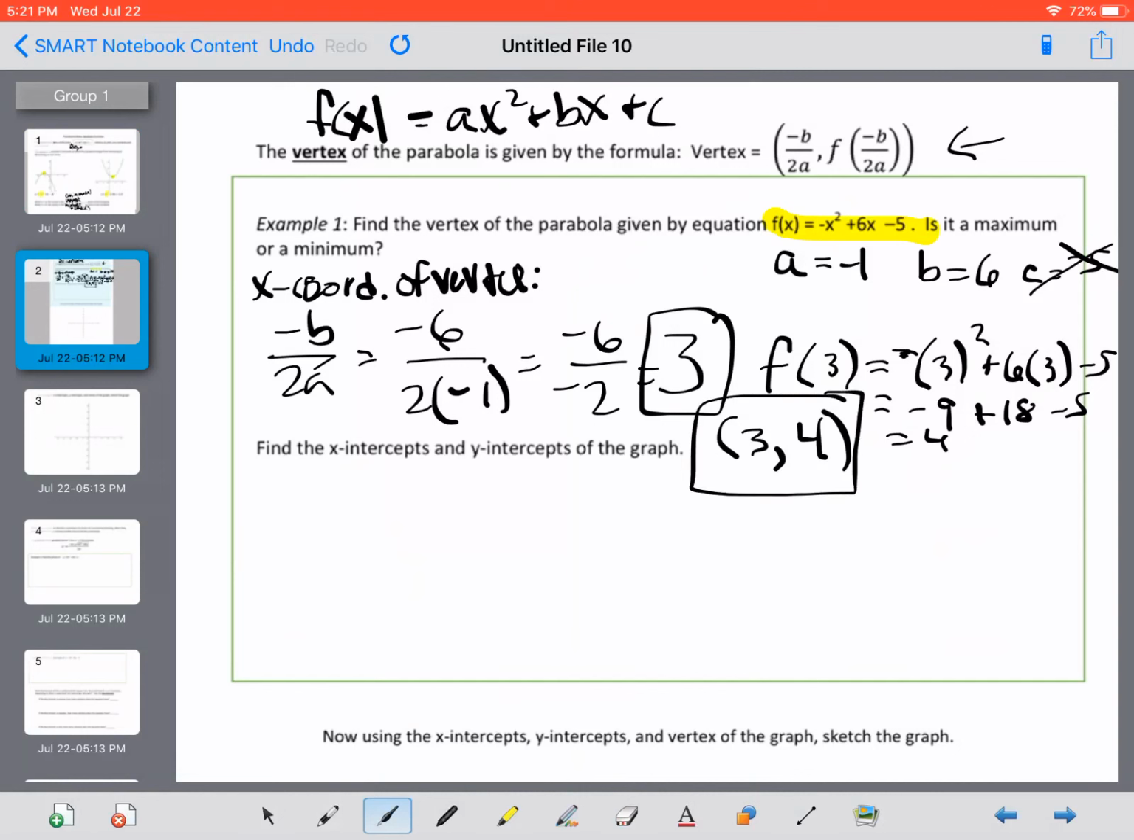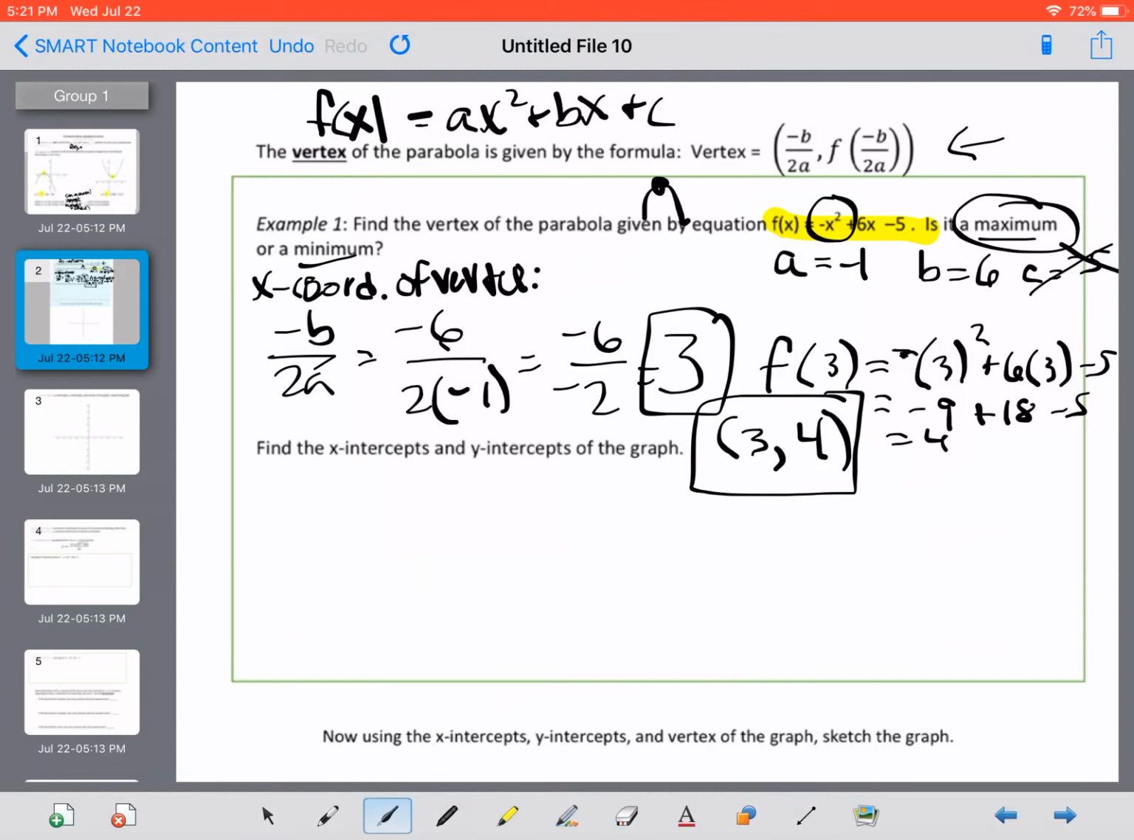Okay, and it also asks us, is that vertex a maximum or is it a minimum? Well, remember, to figure out if it's a maximum or a minimum, we just look for the sign of the leading coefficient. In other words, look at the x squared term. If it's negative, your graph is going to be n-shaped rather than u-shaped, which means that that vertex is going to be a maximum. It's going to be at the top of a hill rather than at the bottom of a valley.